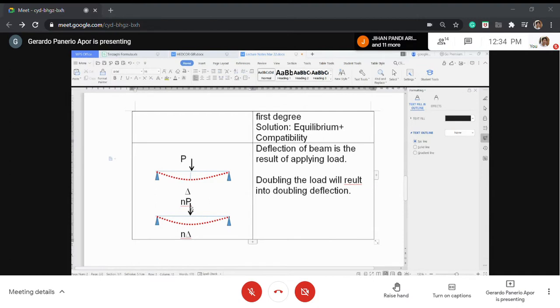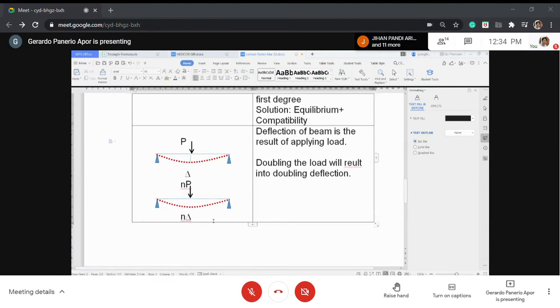Because the amount of load is variable, the deflection also will be variable. If P is multiplied n times, the deflection will also be multiplied n times. That is what happens in actual, because we are dealing with a beam that is elastic.